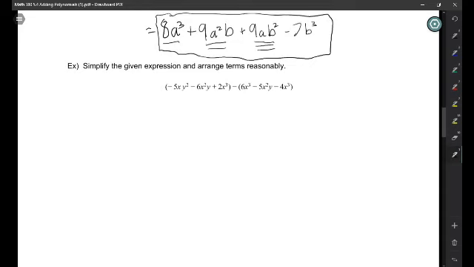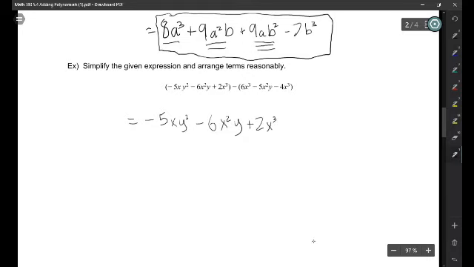Well, likewise here, we have negative 5x y squared minus 6x squared y plus 2x cubed. Then the negative distributes to each term in the next parenthesis. And we get minus 6x cubed plus 5x squared y plus 4x cubed.